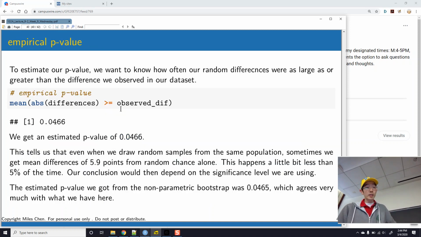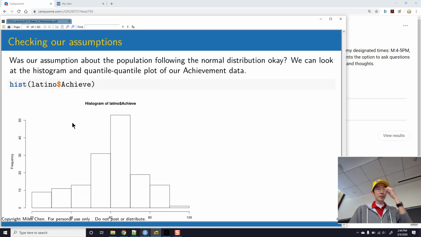Okay, and then I do the same calculations for my p-value, and this time I get 0.0466, which is pretty much the same as what I got before. I think I got 0.0465. When we do the t-test, we got 0.0459. So we're pretty much getting the same value in all three of these ways. So my conclusion here is pretty much the same, right? It agrees very, very closely.